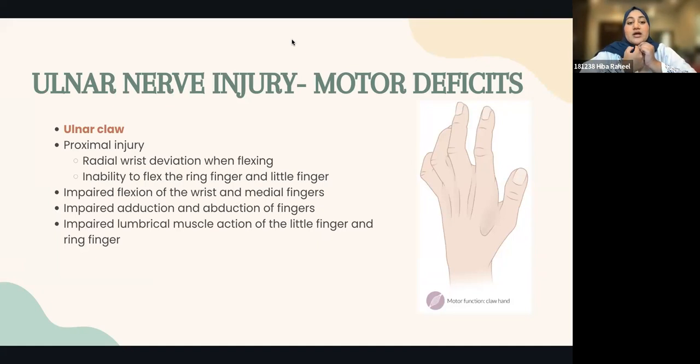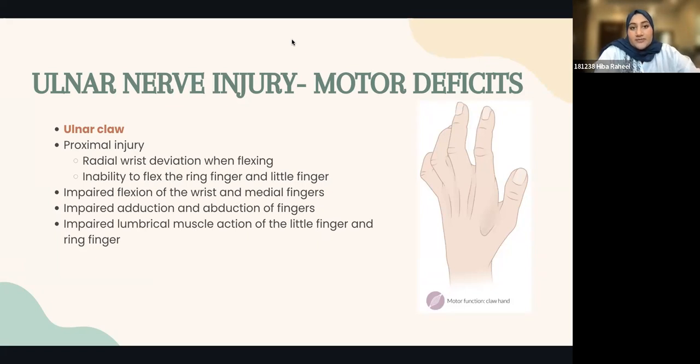So when the extensors are damaged because the ulnar nerve is damaged, in this case the radial, the hand would be deviating towards the flexors, okay? So it would be deviating towards the radial side. All right, I hope that's clear.